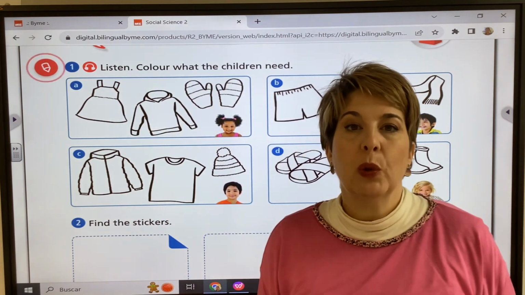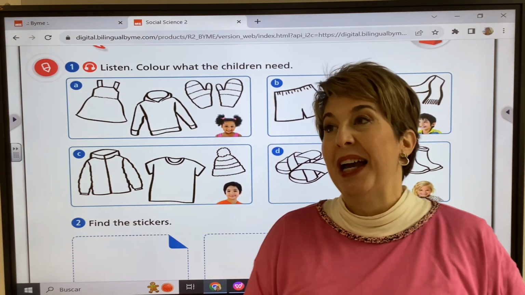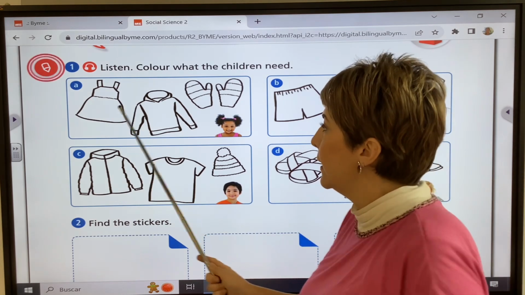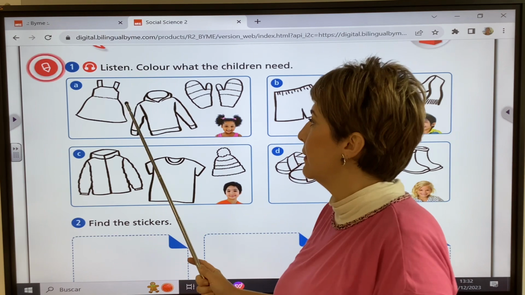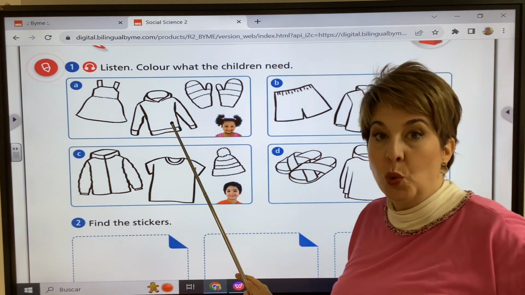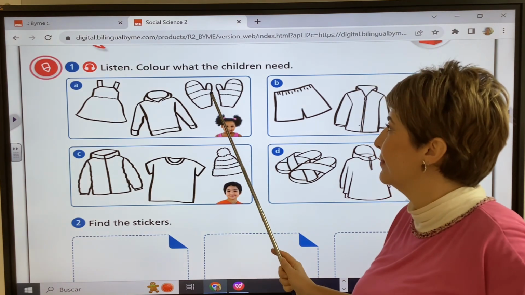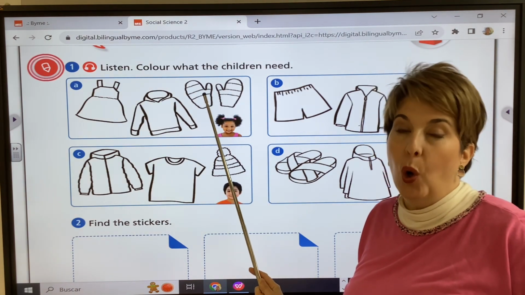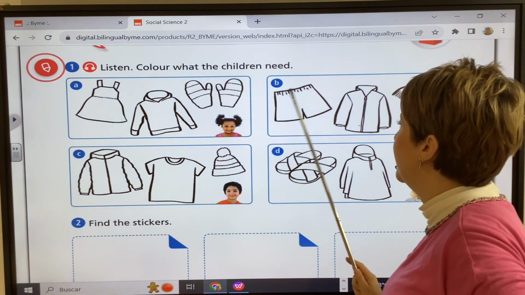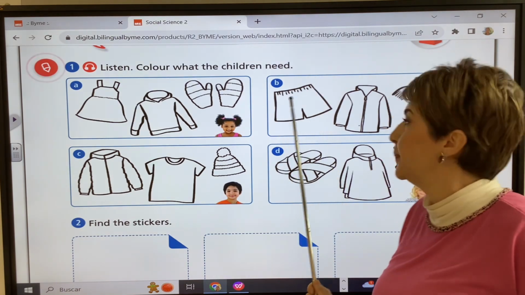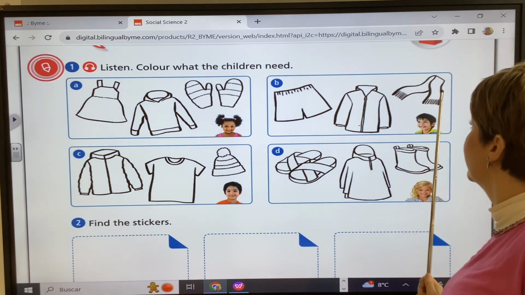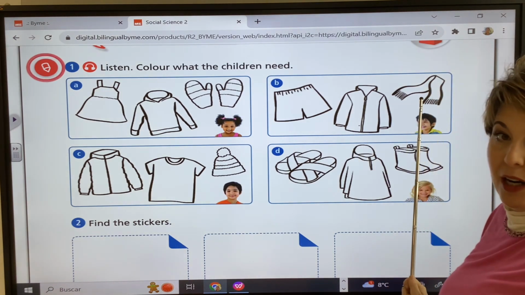Now we are going to talk about clothes. And remember that we have studied different types of clothes. Listen and repeat. Dress, sweater, mittens or gloves, but these really are mittens, but I know you know gloves as well. Shorts, anorak, scarf.